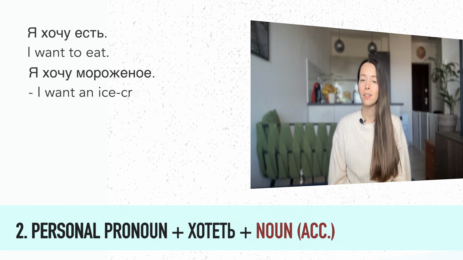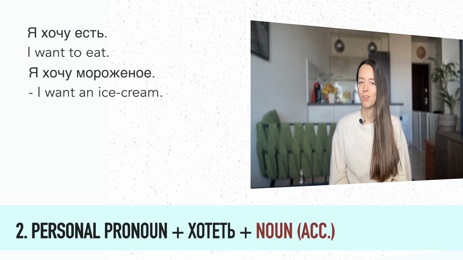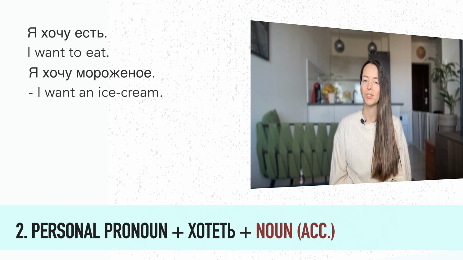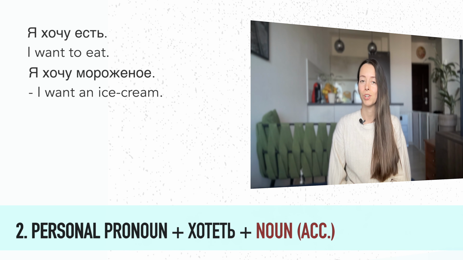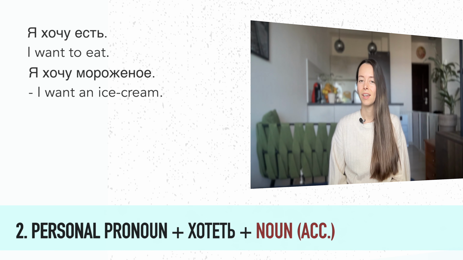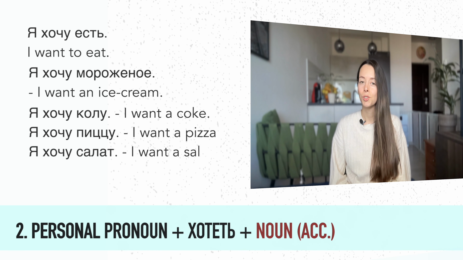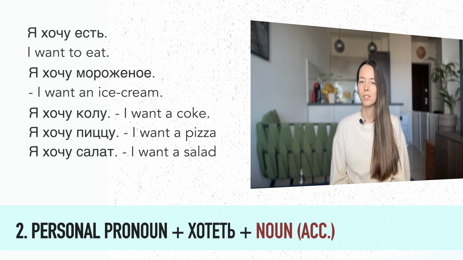And if you use an inanimate noun here, which means if you talk about objects, then the accusative case will be very, very simple. Remember that we only change the feminine nouns into the accusative case when it comes to objects or inanimate nouns. The masculine, neuter, and plural nouns will stay the same as in the nominative. Я хочу мороженое. I want an ice cream. Я хочу колу. I want a Coke. Я хочу пиццу. I want a pizza. Я хочу салат. I want a salad.